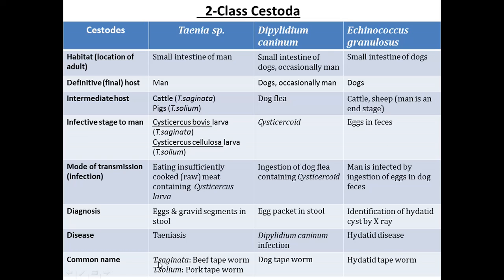The common name of Taenia saginata is beef tapeworm. Beef because the intermediate host of Taenia saginata is cattle. In case of Taenia solium, the common name is pork tapeworm. Pork because the intermediate host of Taenia solium is pigs. In case of Dipylidium caninum, the common name is dog tapeworm. In case of Echinococcus granulosus, the common name is hydatid tapeworm due to the formation of hydatid cyst in this case.